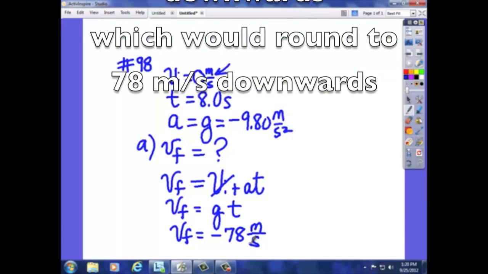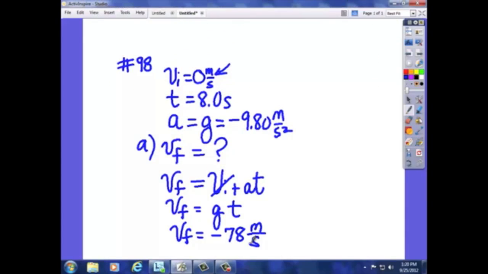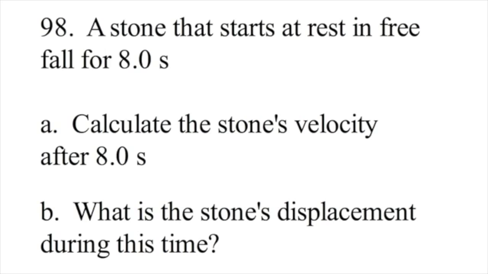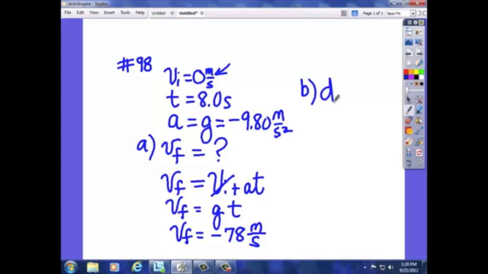All right, now let's go to the second part of number 98. In that one, they want to know, letter B, how far does it fall? That's the question. What is the stone's displacement during that time? So now we're looking at the displacement in the y direction.